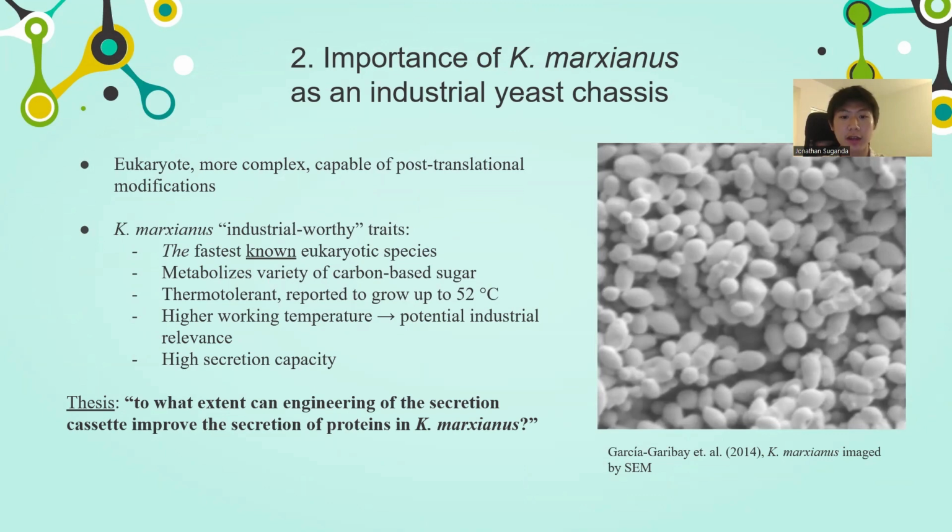K. marxianus is the fastest known growing eukaryotic species, able to metabolize a variety of carbon-based sugars as well as being thermotolerant, growing up to 52 degrees Celsius. Remarkably, it also has a very high secretion capacity and is a eukaryote capable of post-translational modifications. And so in this project, we will seek to optimize the secretion cassette for increased protein secretion in K. marxianus.